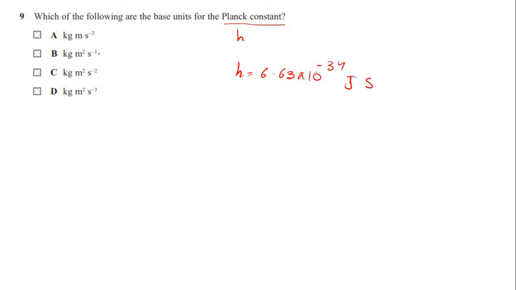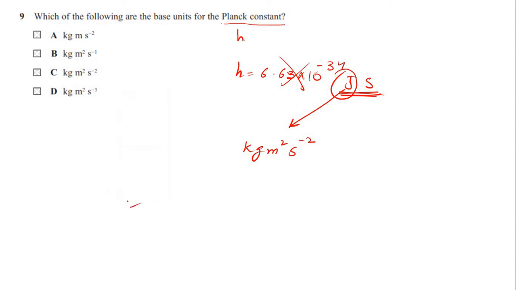In this particular question, you don't need to do anything about the value because we are not doing any calculation. We are concerned about the unit. So this is the unit of h, Planck's constant: joule second. And we need to find the base unit. Just get rid of this joule and replace it with base units. Joule is kg meter square second minus 2. It is good to remember this relation, or you can find it from work.